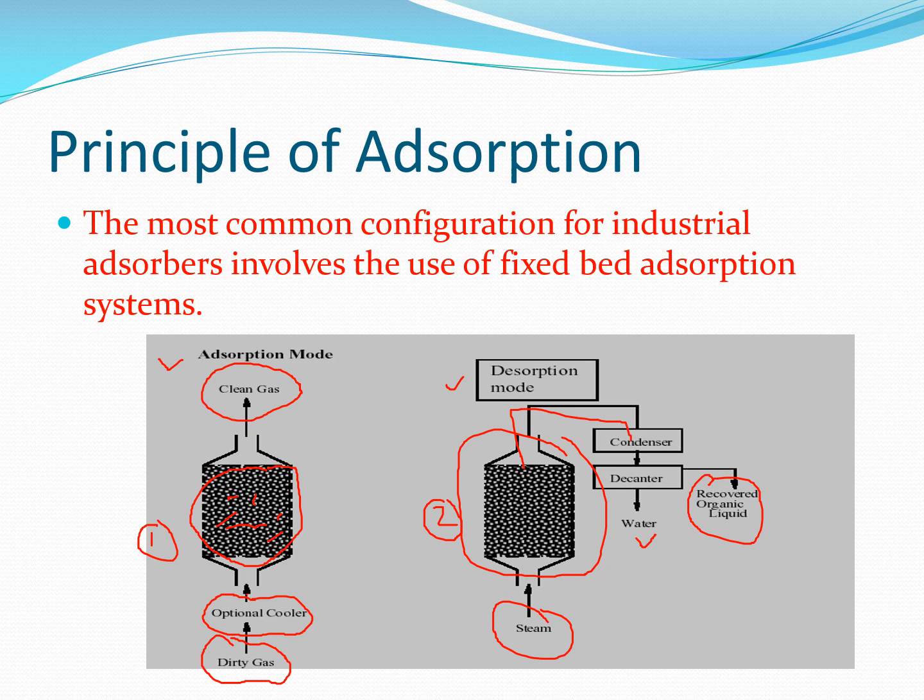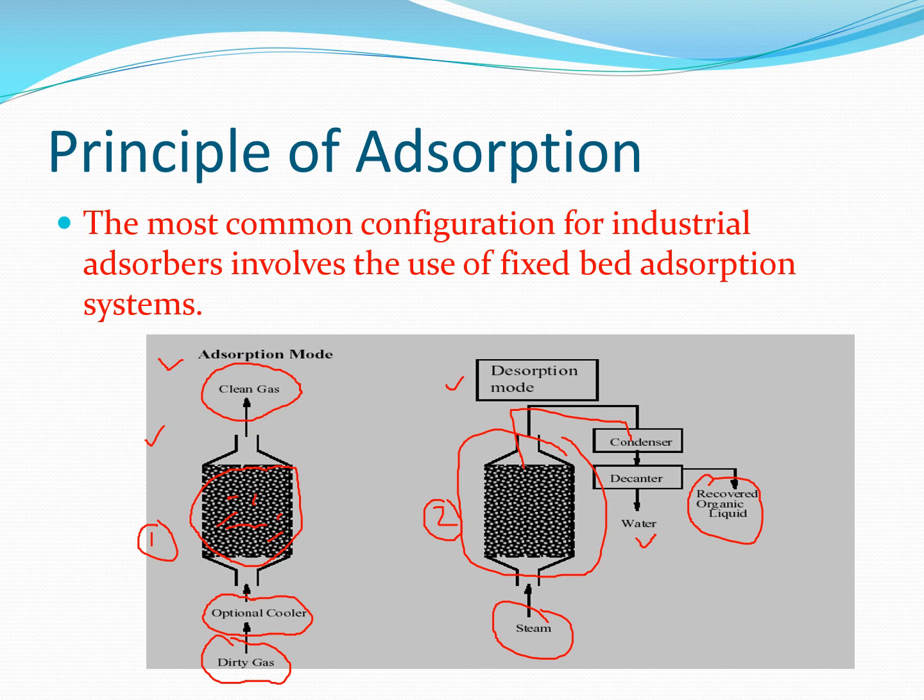So when the first column is exhausted or completely utilized or saturated, it goes to the desorption mode, and the second column is in the adsorption mode. When the second column is again saturated, it goes into desorption mode, and the first column again goes into the adsorption mode.